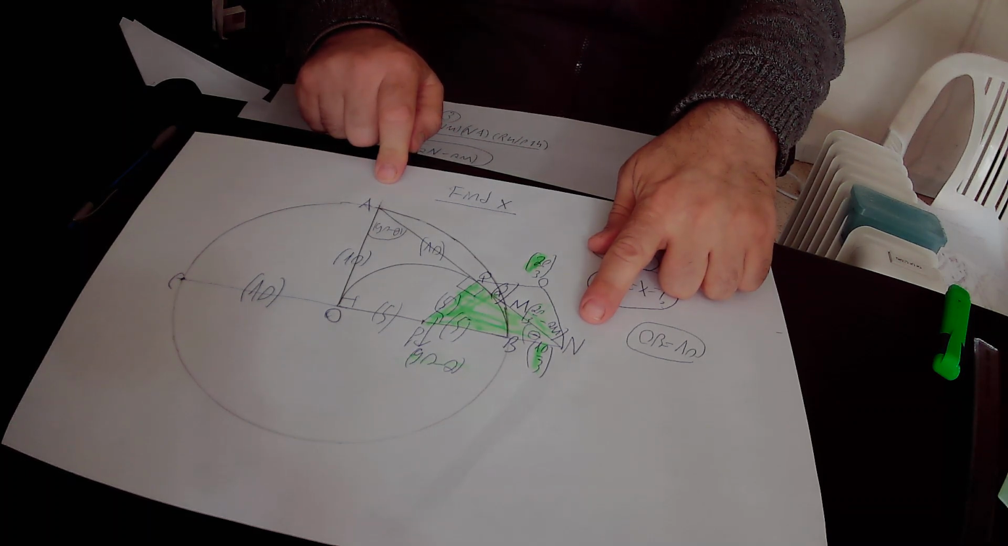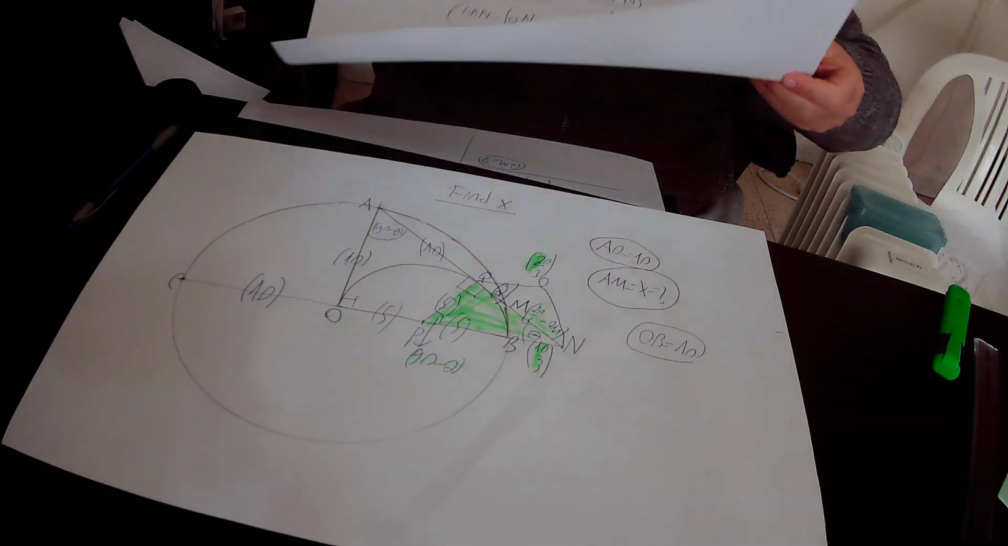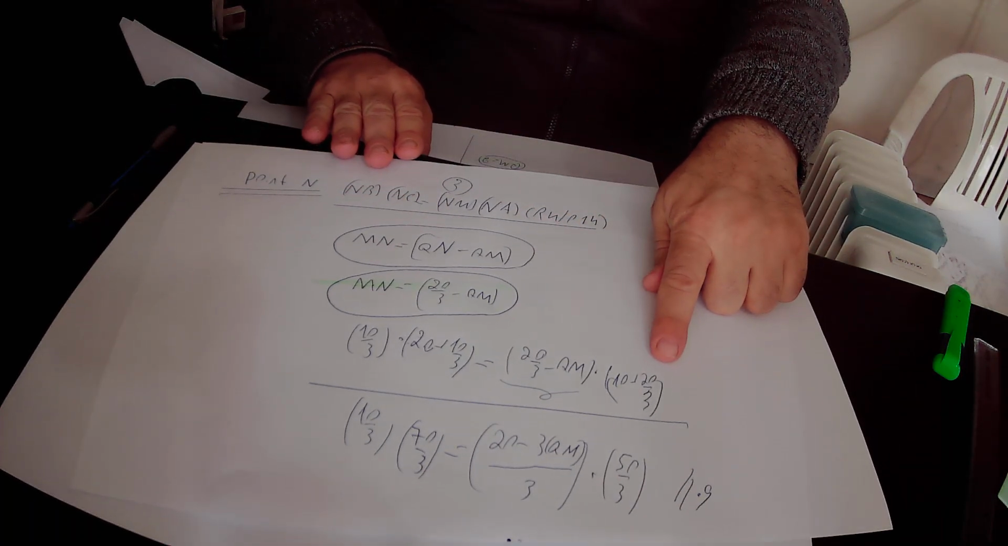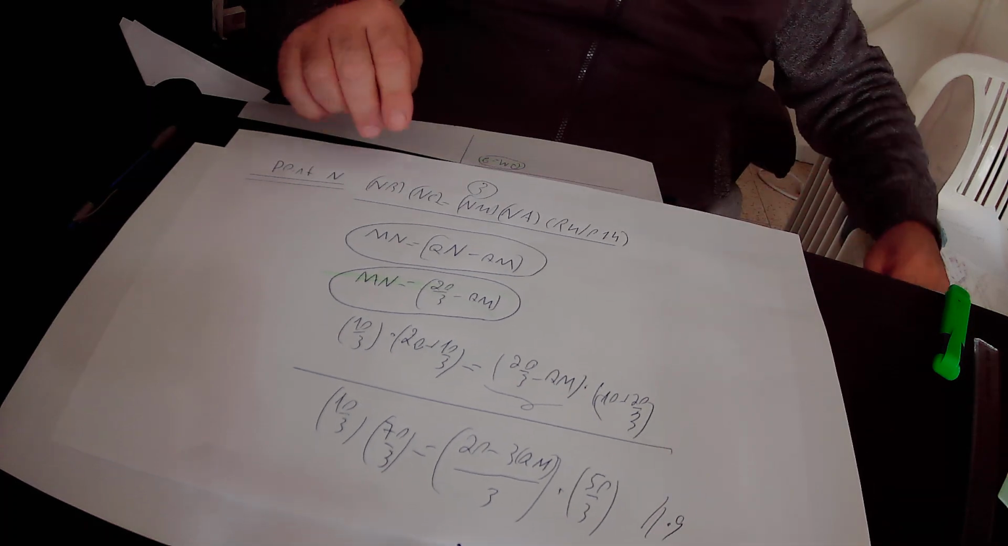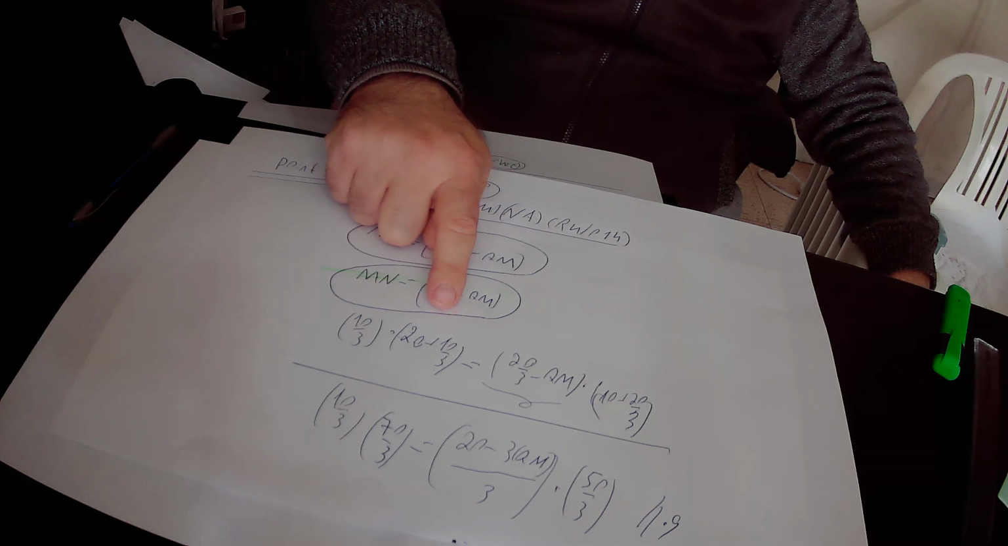An equals Aq plus Qn. That is to say, An equals Aq, that is 10, plus Qn, that is 20 over 3. So An in total equals 10 plus 20 over 3. So here we have 10 over 3 times 20 plus 10 over 3.